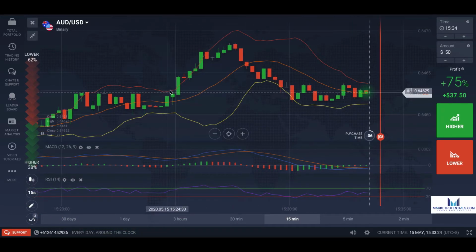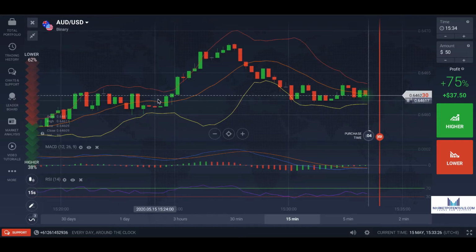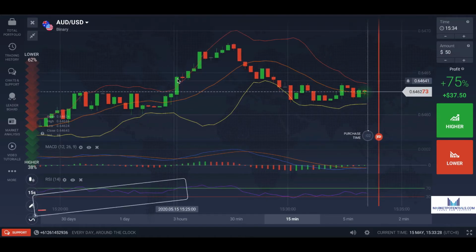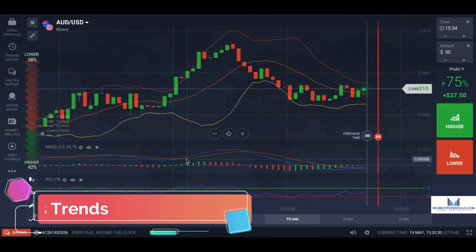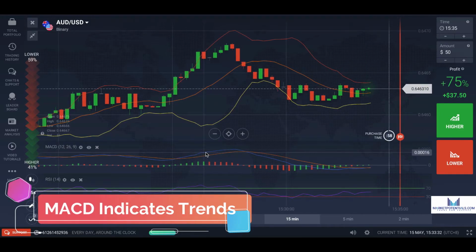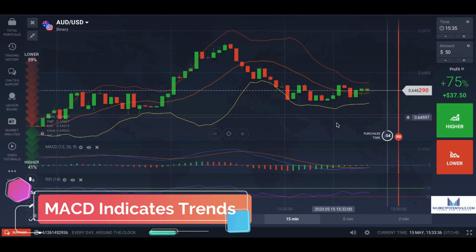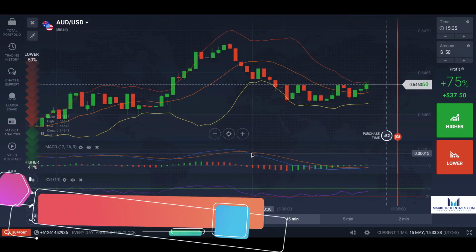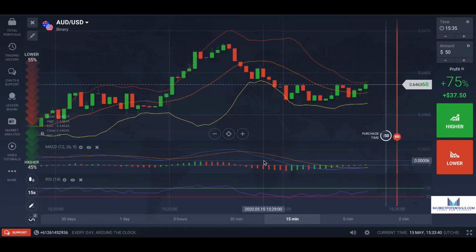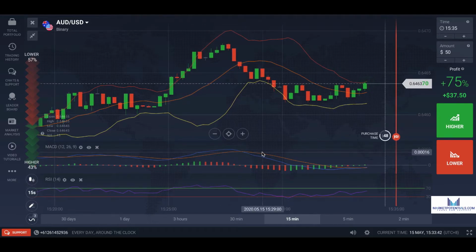In this bar chart up here, the candlesticks show you that it's an uptrend. You can see it's going up, and the same thing is reflected here. The blue line is above the red line, so that's an uptrend. This is a downtrend that goes down here. You can see the red line is on top of the blue line, so this is showing you the downtrend is happening.